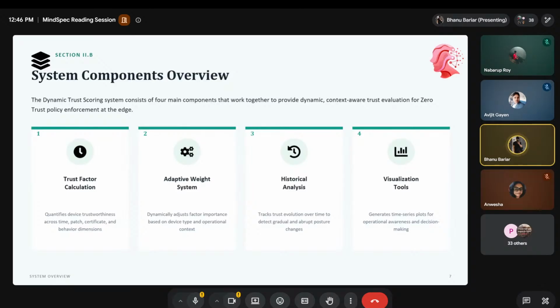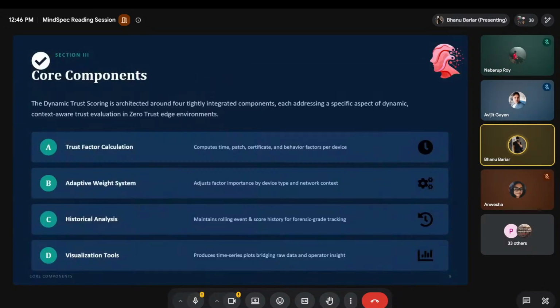The dynamic trust scoring framework consists of four major components that work together to evaluate device trust dynamically. Each component performs a special function. The first component is trust factor calculation. The second one is the adaptive weight system. The third one is historical analysis. And the fourth one is the visualization tool. Together, these four components create a complete dynamic trust evaluation system. The next slide introduces these four components in a little more detail.